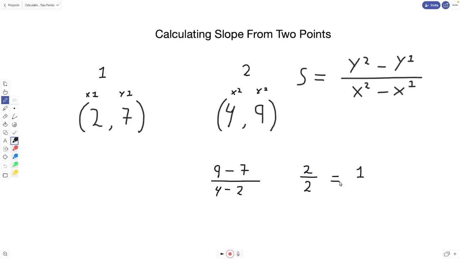So S is going to equal 1. And that's our final answer for this question. Let's go to the next one.